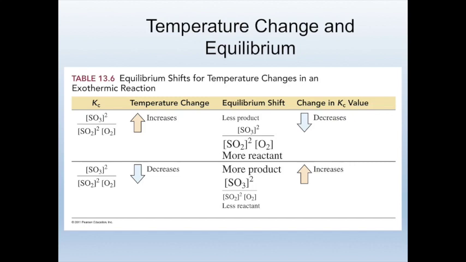So here's a summary using our good old sulfur trioxide and sulfur dioxide and oxygen reaction. If you increase the temperature of this exothermic reaction, this will cause less product to form, which will decrease the equilibrium constant value. If you decrease the temperature, then more product will form. This will shift the equilibrium by increasing the Kc value.